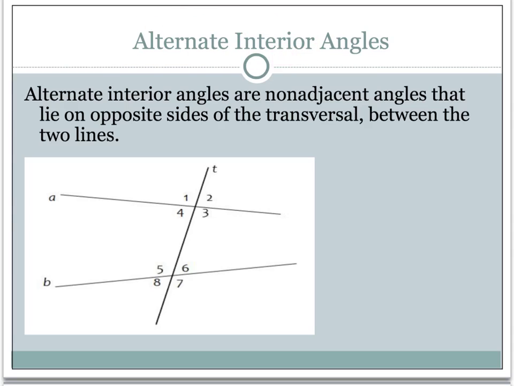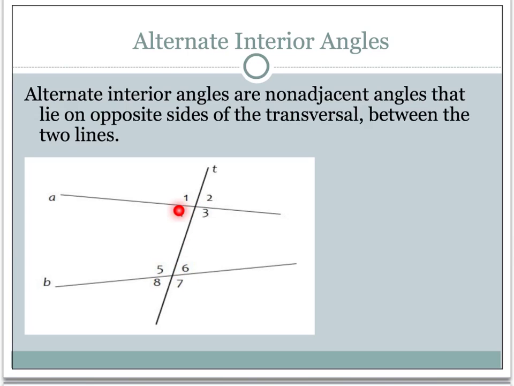Interior implies in between. The only thing you have to know about alternate interior angles is that they are non-adjacent angles, meaning they are not next to each other. So if I choose opposite sides of the transversal between the two lines, I would look at these angles are between the two lines, and then alternate sides.